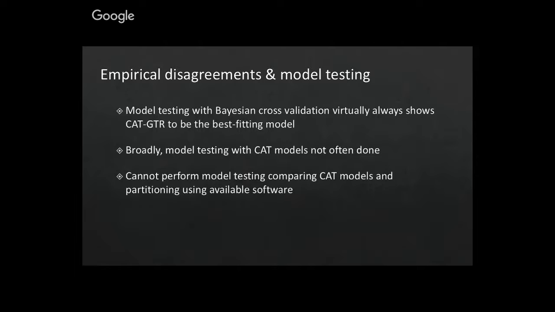So of course, when you see arguments that CAT models are the best fitting models, that's based on Bayesian cross-validation, which I'm not saying is necessarily bad, but it doesn't compare CAT models to partitioning. And considering that most phylogeneticists aren't using a single site-homogeneous model for a single amino acid matrix of 20,000, 100,000 plus amino acids, I think arguments that CAT models fit the data better really haven't been explicitly shown compared to partitioning.